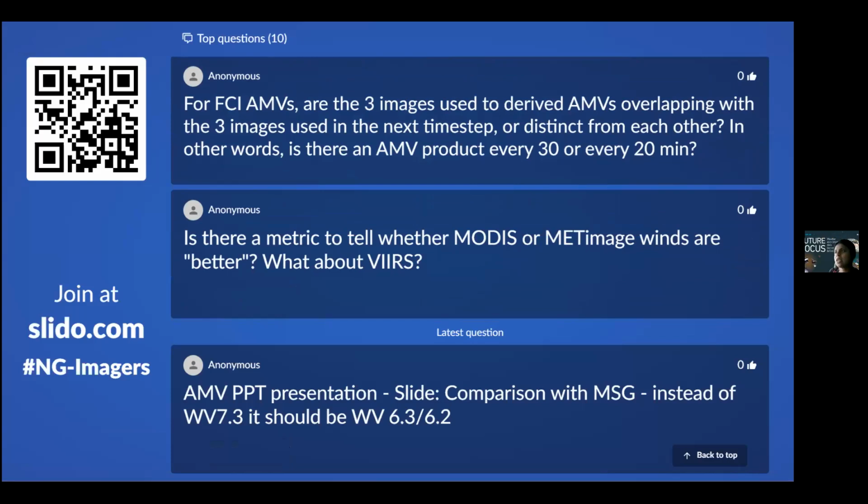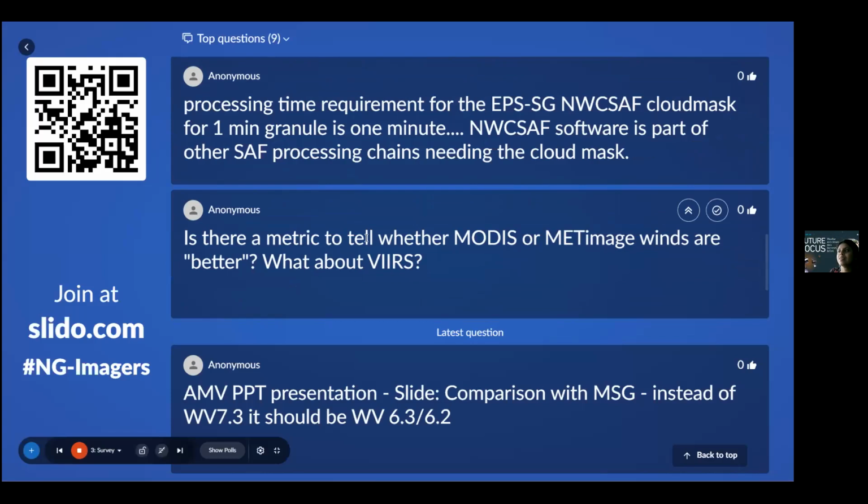Is there a metric to tell whether MODIS or METIMAGE winds are better? What about VIIRS? We will certainly use VIIRS for validation, but for the time being, we don't have any METIMAGE winds, so it's difficult to say what will be better until we use the real images.